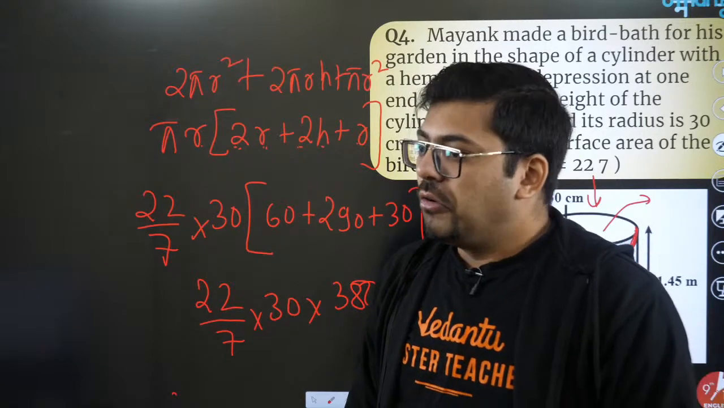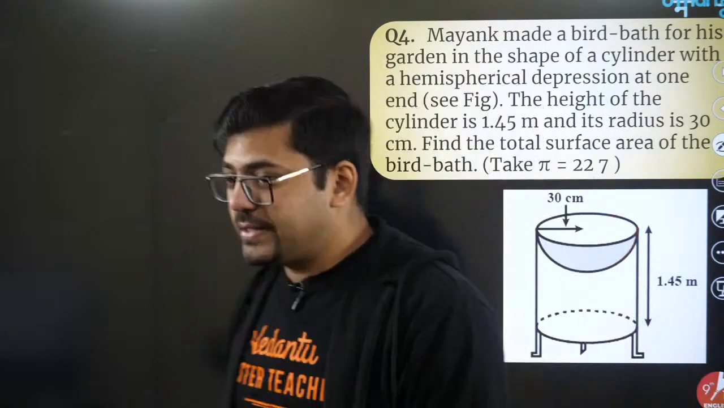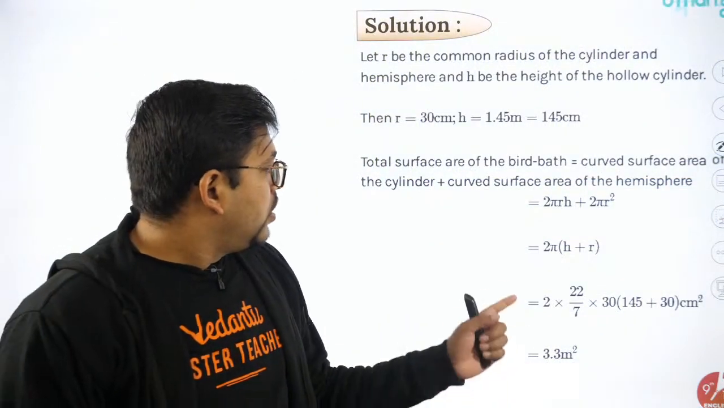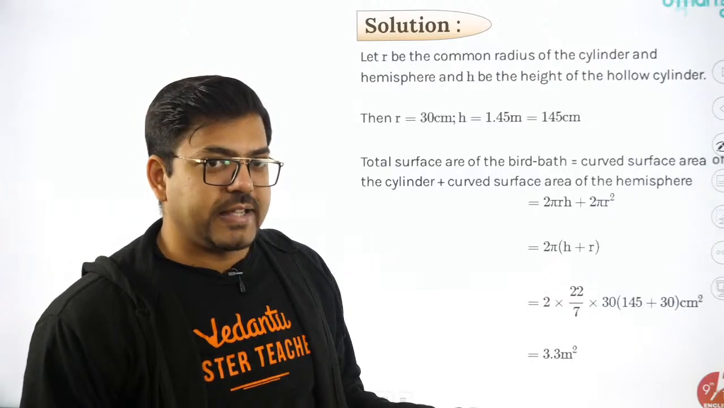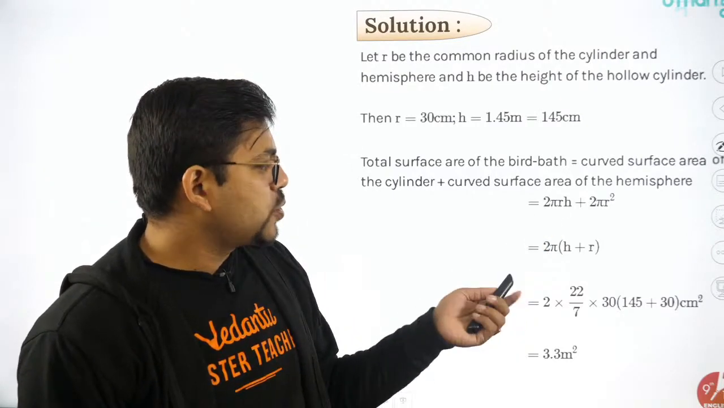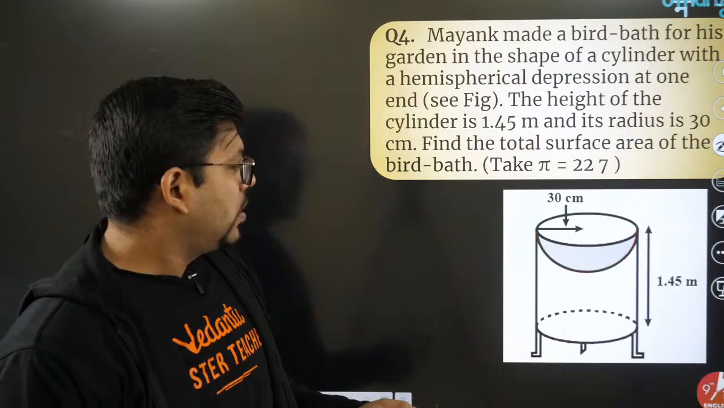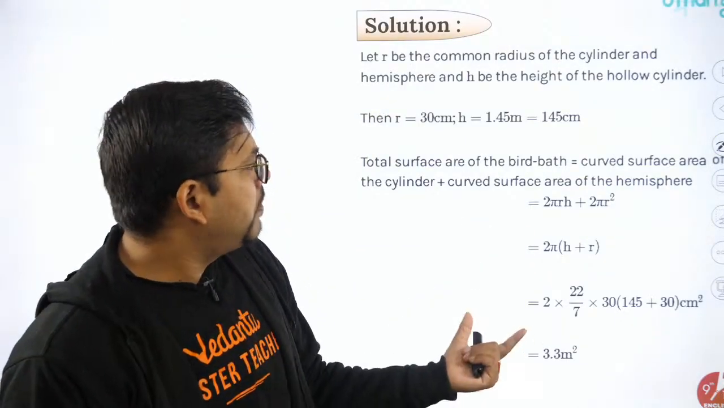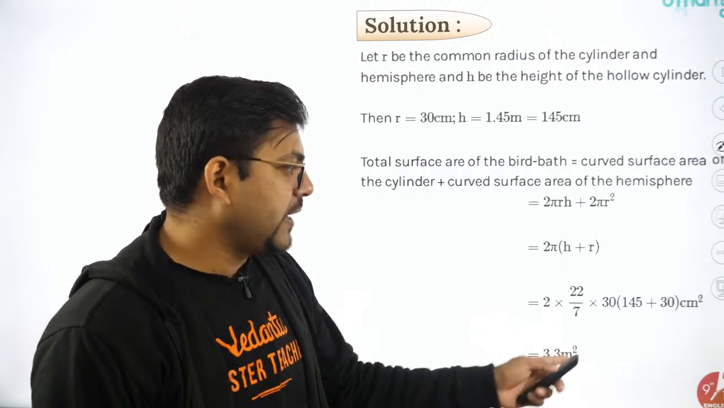887.6. That's great. So hence this is the answer. So 2 pi r h plus 2 pi r square, we got the same answer. 2 pi r square plus 2 pi r h plus pi r square. Okay, they have not taken the area of the bottom part, so maybe they would have missed it. No issues, but still, this is the final answer.